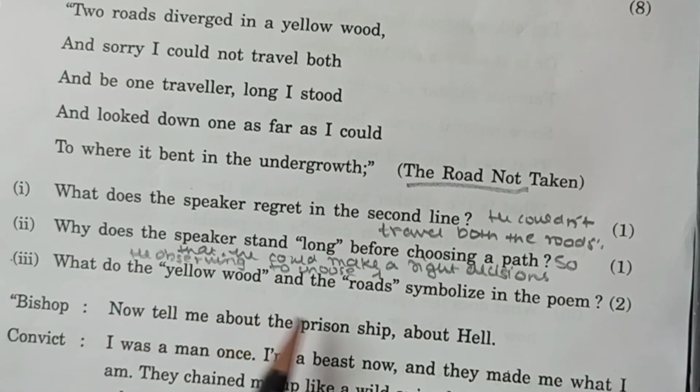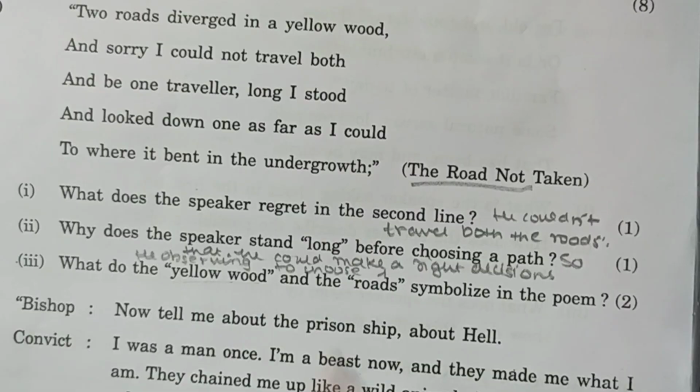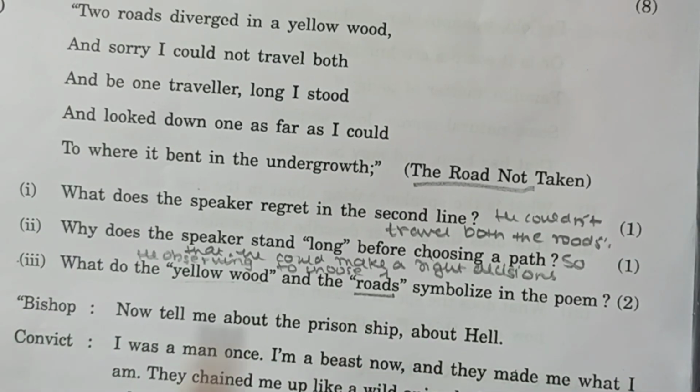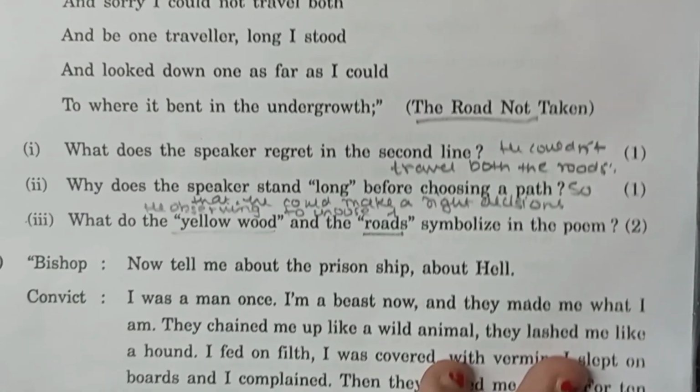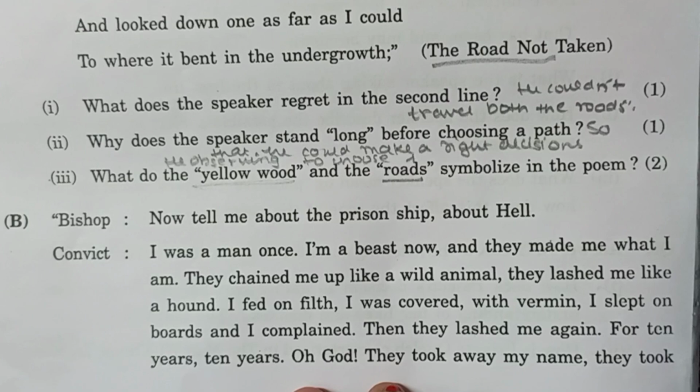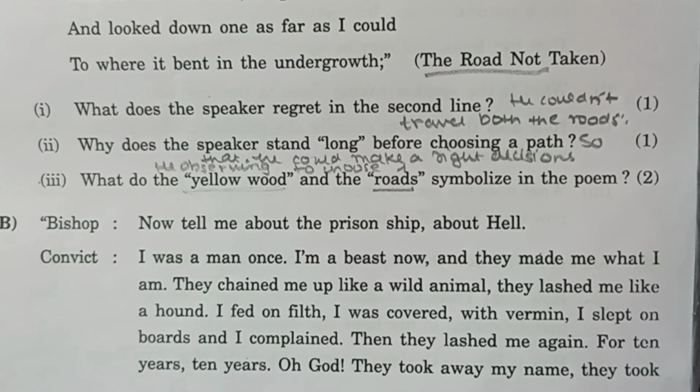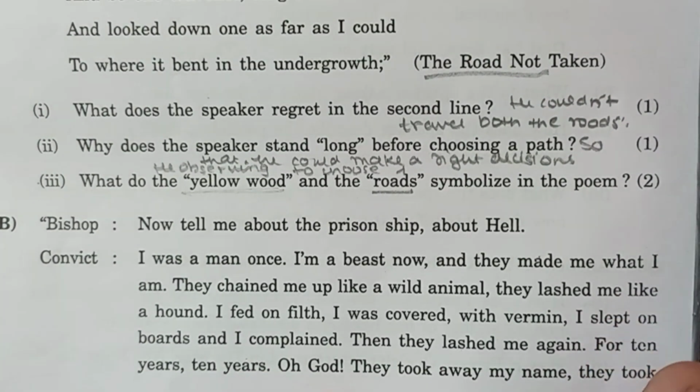What do the yellow wood and roads symbolize in the poem? So the yellow wood is actually the forest in the autumn season, and it symbolizes decisions that we have to make, and the roads symbolize the choices that we make in these decisions, right? So you can write it in your own words. The next extract is from the chapter The Bishop's Candlesticks. You can read it. Let's move to the questions easily.